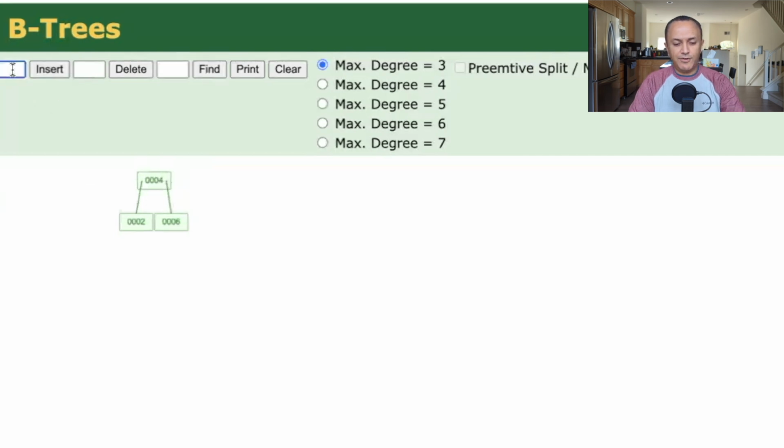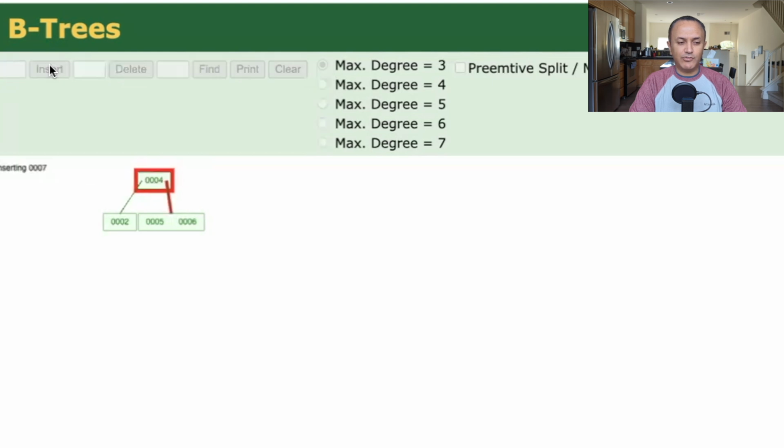Now let's insert 5. 5 is greater than 4, so it should go in the right child, which already had empty space. So now we can add that to the right child as well. So now the right child has both 5 and 6. Now let's try to add another value that is greater than 4. Let's put 7, for example.